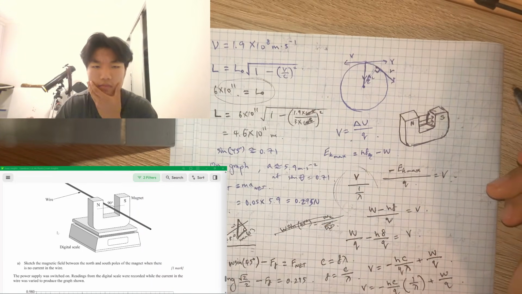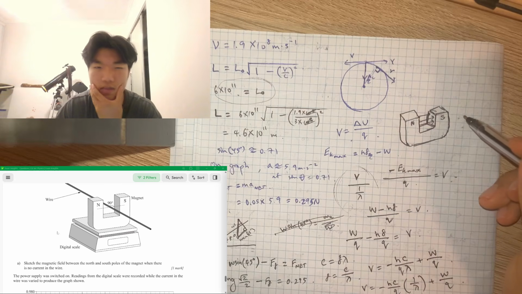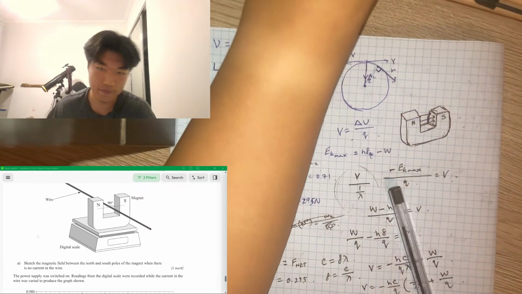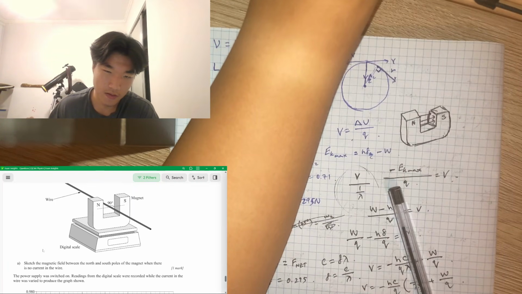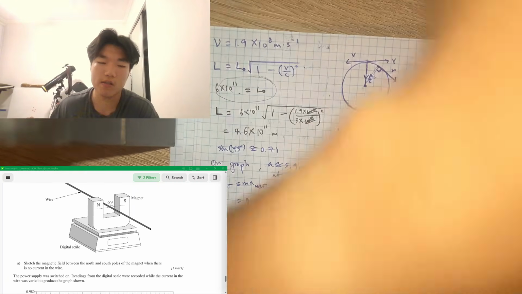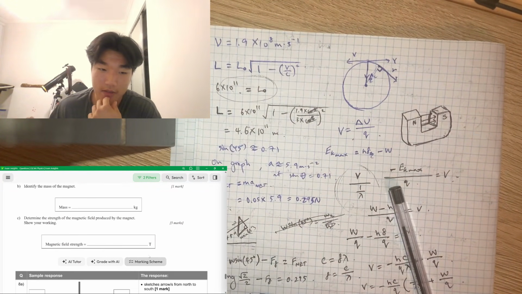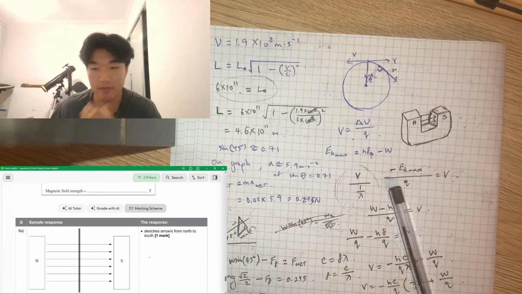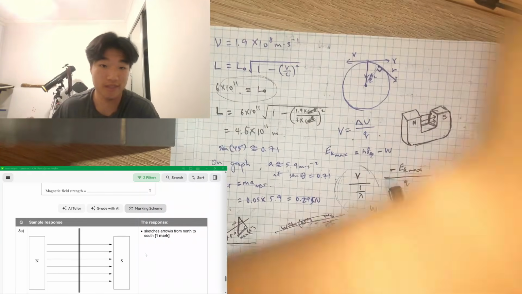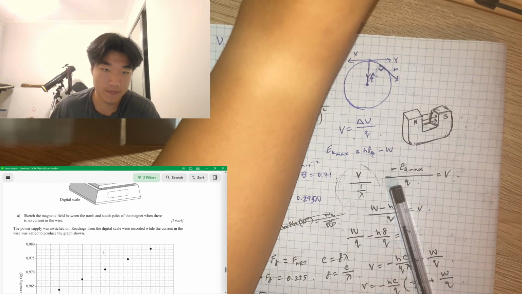Is it? Is it? Hold on. No, I think that's true. Wait. See, this is why I need to revise electromagnetism. Okay, never mind. I guess I was overthinking.